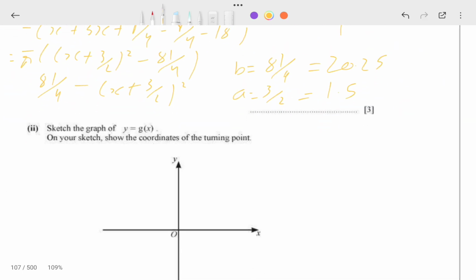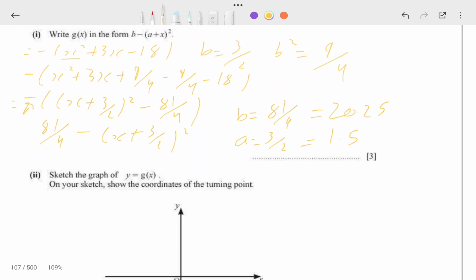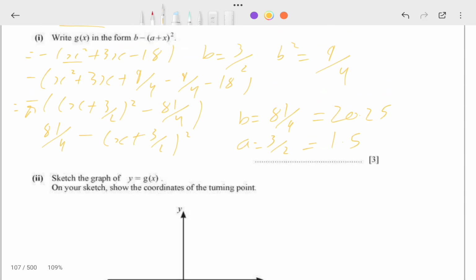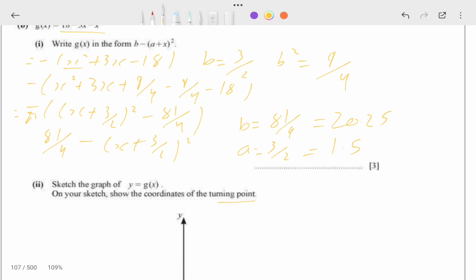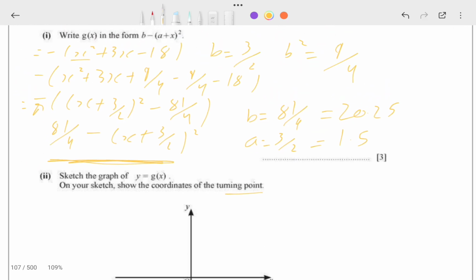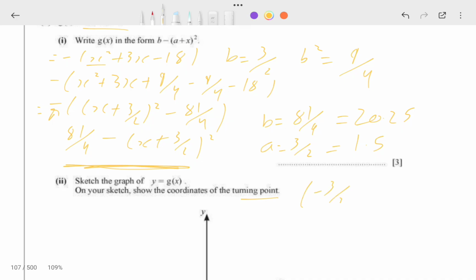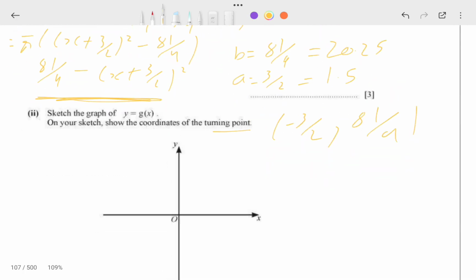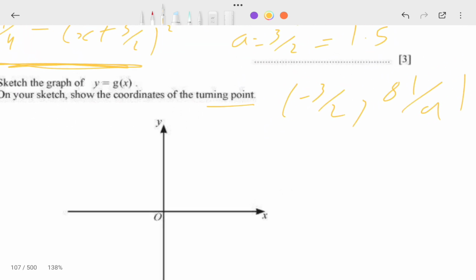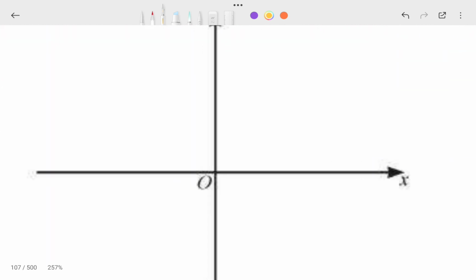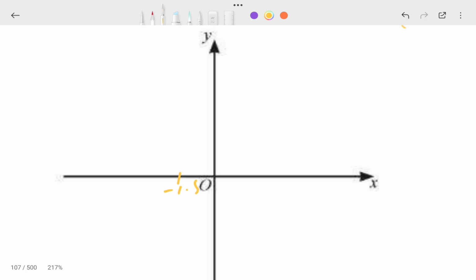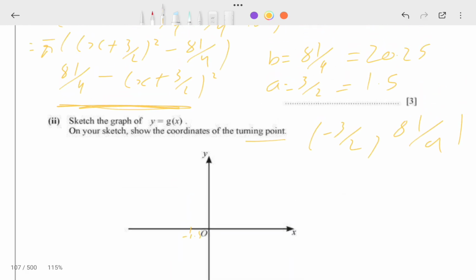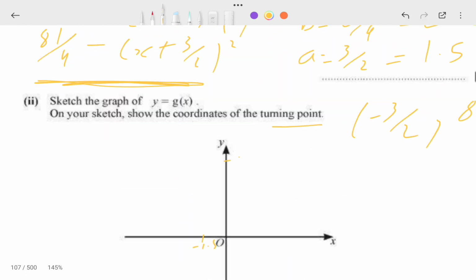Okay, sketch the graph of y is equal to g of x. On your sketch, show the coordinate of the turning point. Okay, so from this equation we know that the turning point will be minus 3 over 2 comma 81 over 4. So this is minus 1.5 and 20.25. For example, over here it is 20.25. So graph will be something like this.